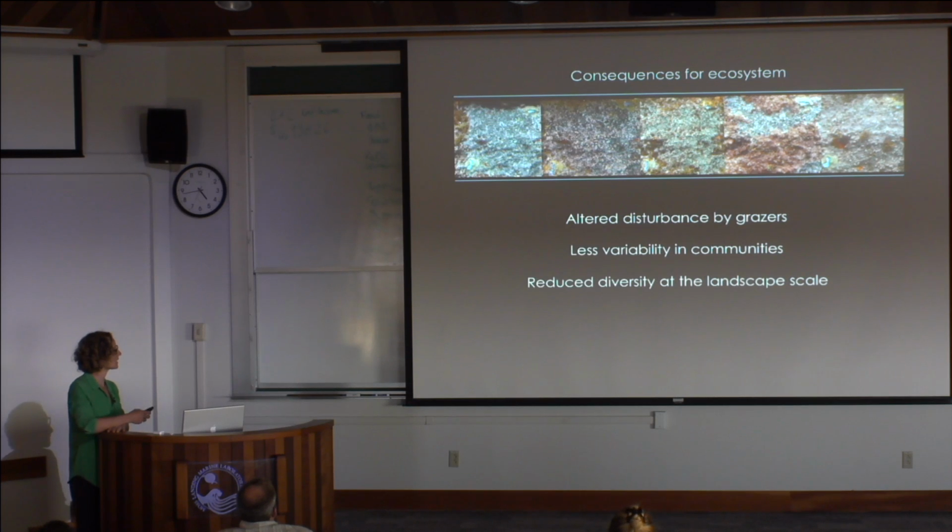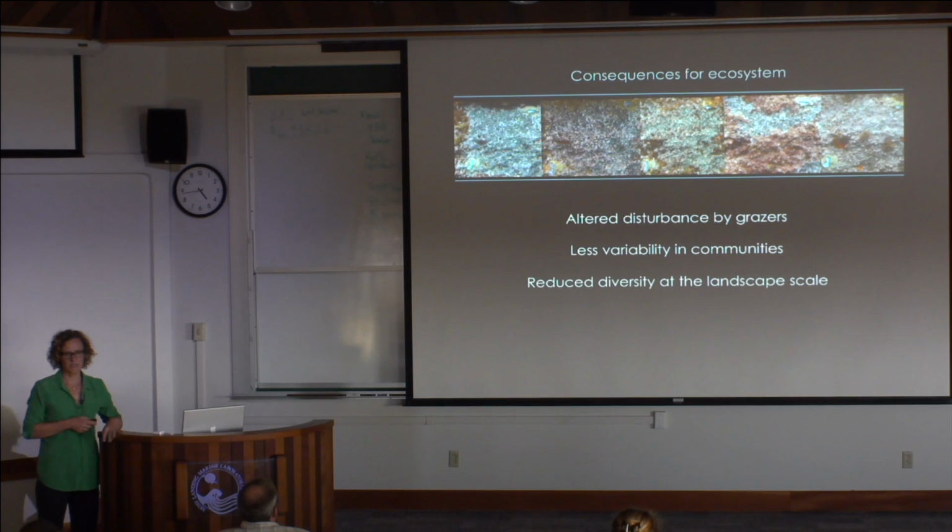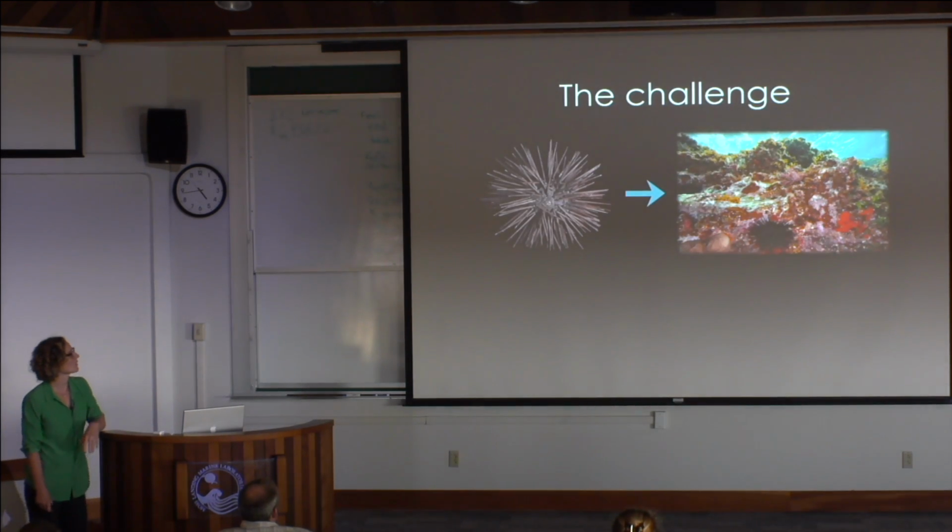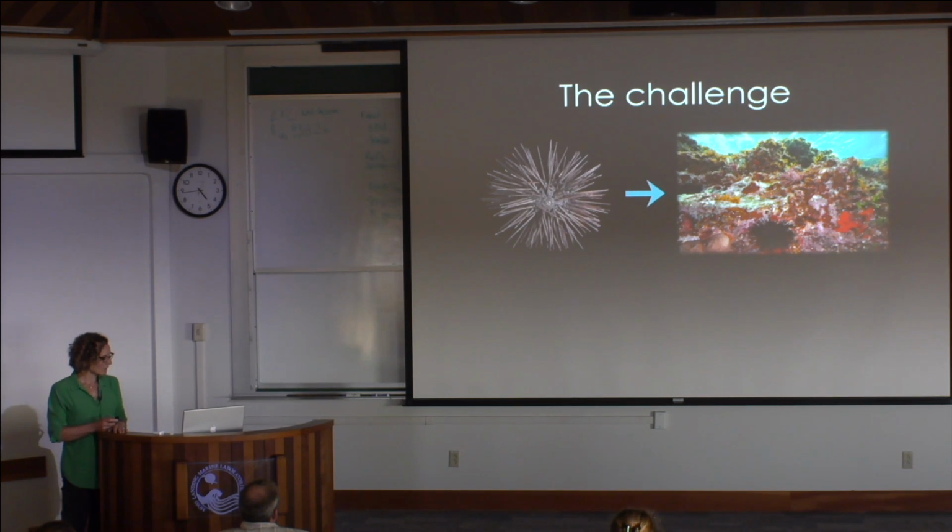Regardless of the mechanisms, this study showed us that we do see altered disturbance regimes. There's less sign of urchin grazing in these low pH zones. This results in less variability in the community, so more homogeneous assemblages and reduced diversity at this larger landscape scale. So at the beginning of trying to understand the emergent effects of environmental change, in this talk of ocean acidification on marine ecosystems, there is the importance of considering species interactions when we look at larger scales.